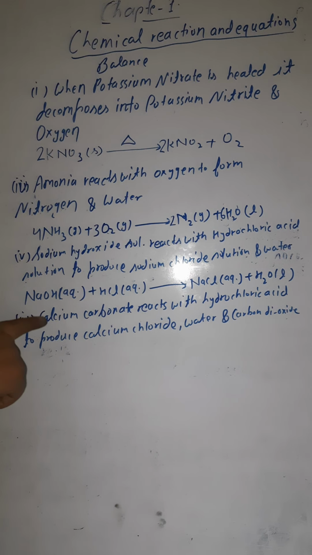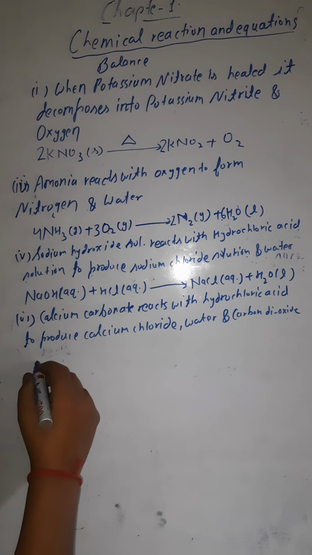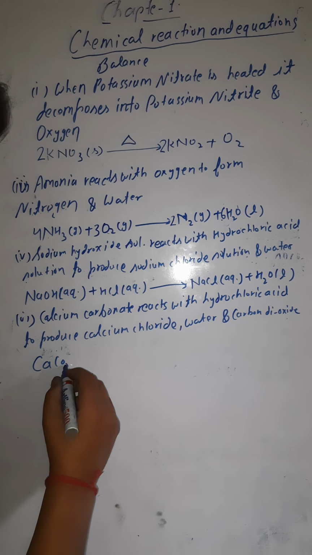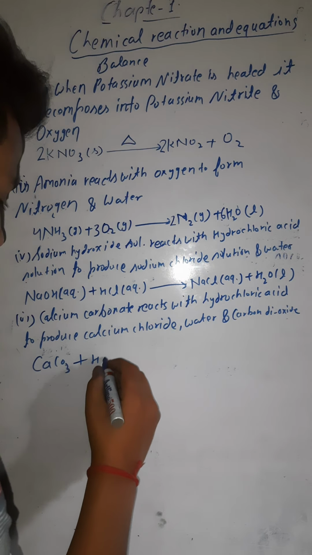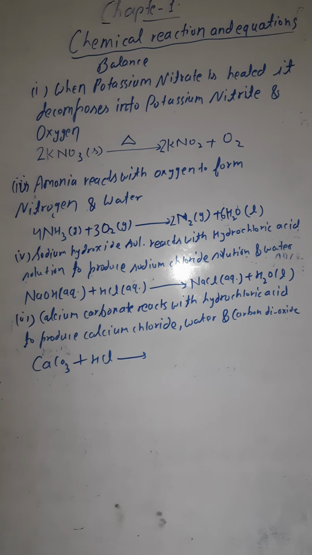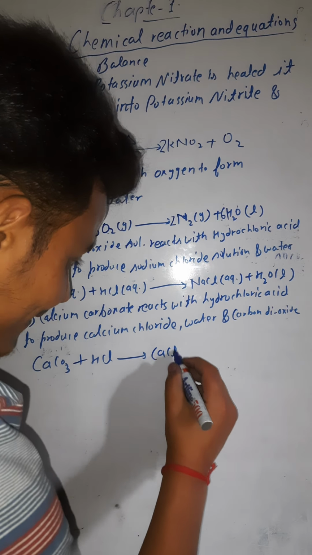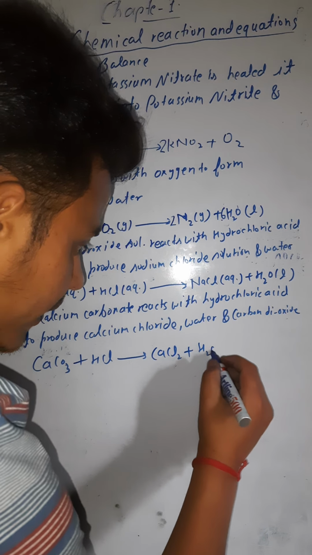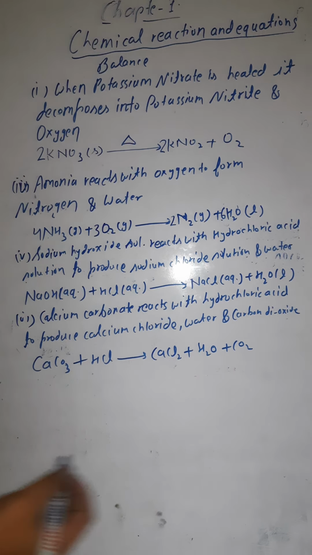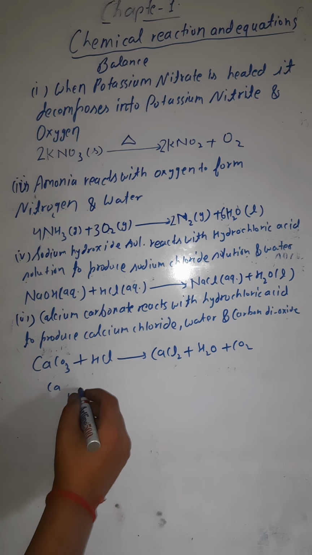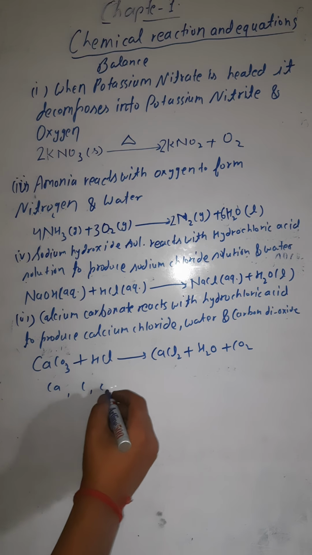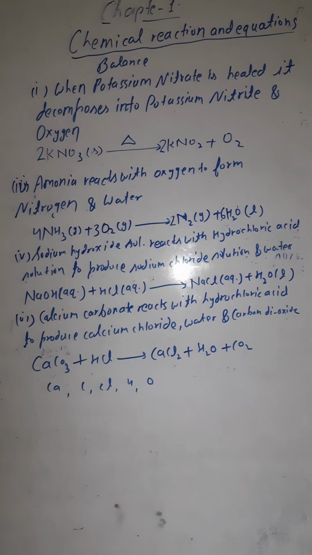This is the direction. So here calcium carbonate, that is CaCO3, reacts with hydrochloric acid, that is HCl. What does it produce? It produces calcium chloride, that is CaCl2, water and carbon dioxide. So what to balance? First we will balance calcium, then carbon, then chlorine, then hydrogen, then oxygen. So these things we have to balance.